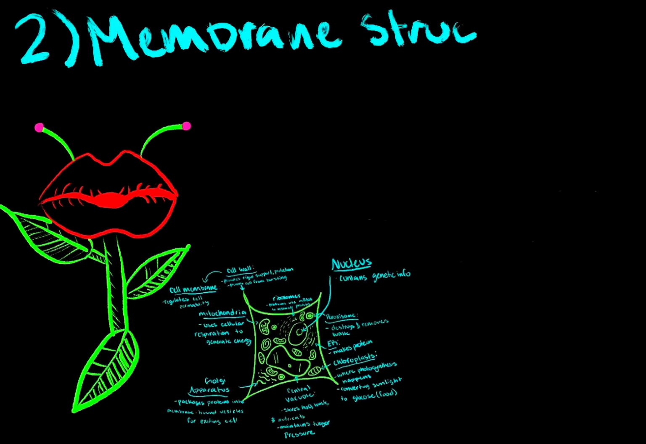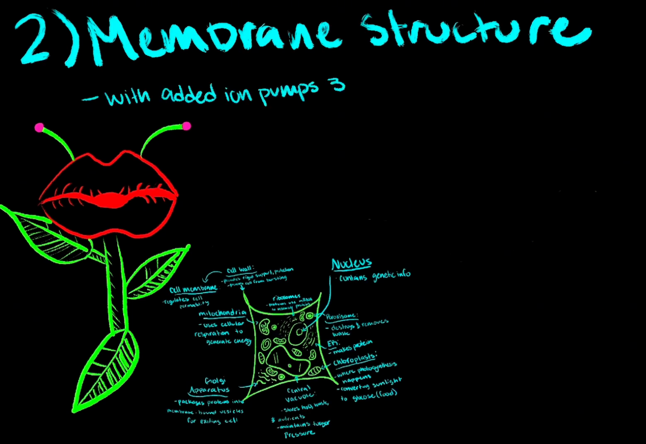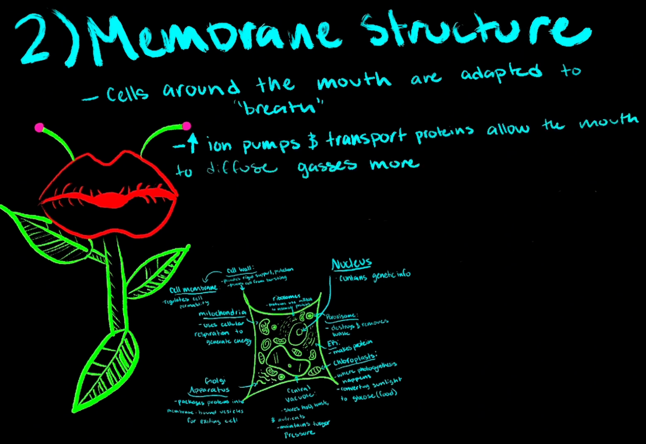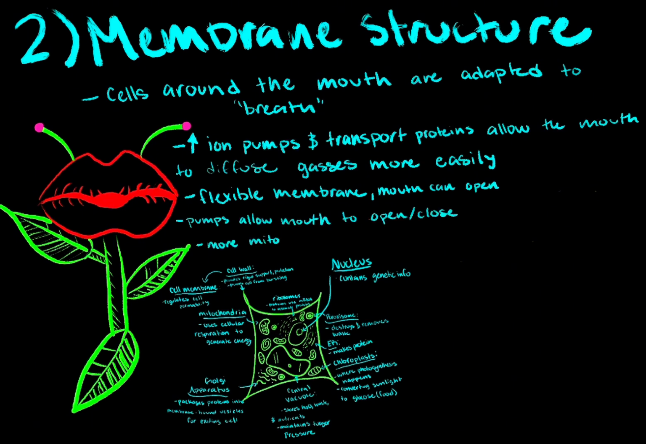For the membrane structure, since the cells around the stoma are adapted to basically breathe, the increase of ion pumps and transport proteins in the membrane allows the stoma to diffuse gases more easily. The flexible membrane also allows for the stoma to open and close. The pumps allow the stoma to open and close, and the more mitochondria give increased energy.